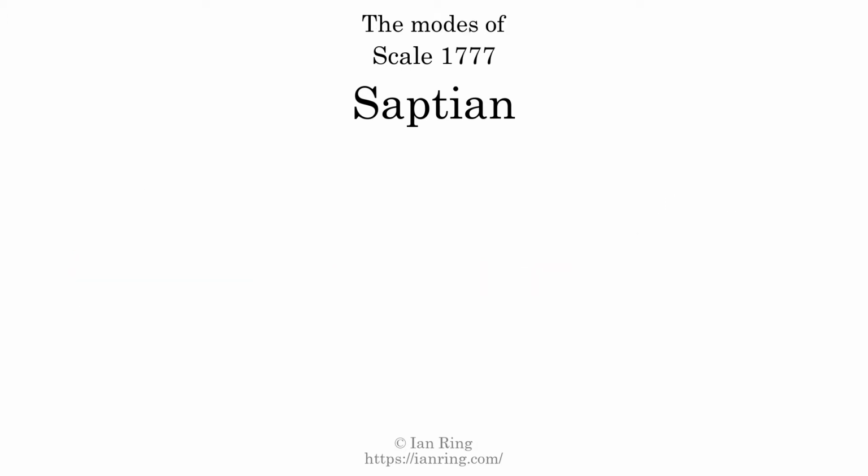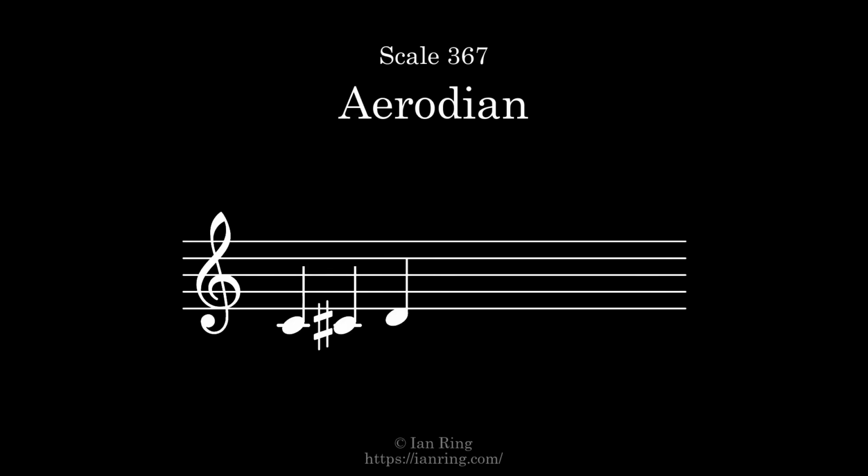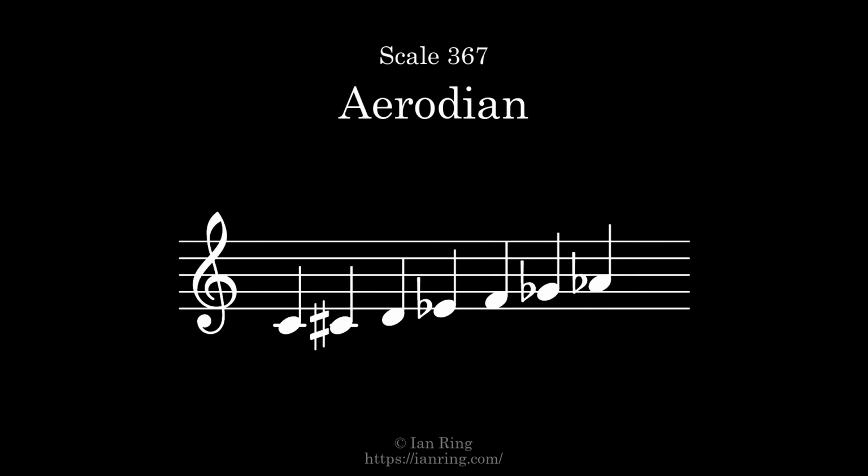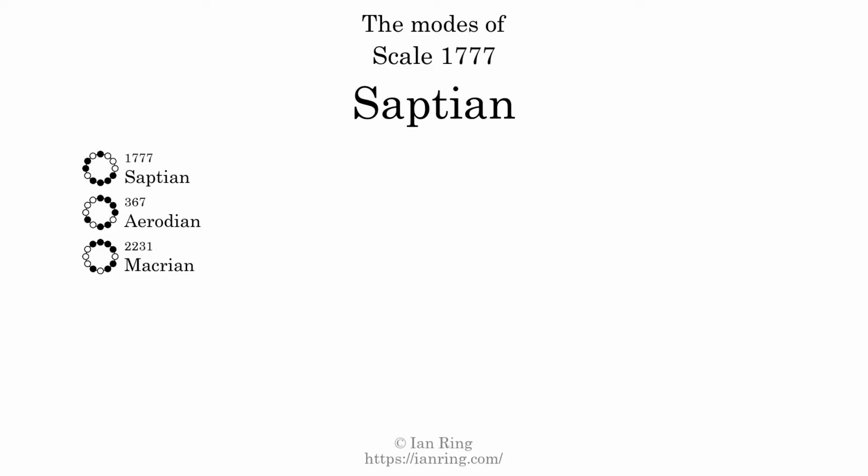This scale has 7 modes. The first mode is itself. The second mode is scale 367, also known as Rhodian. It sounds like this. The third mode is scale 2231, also known as Macrian. It sounds like this.